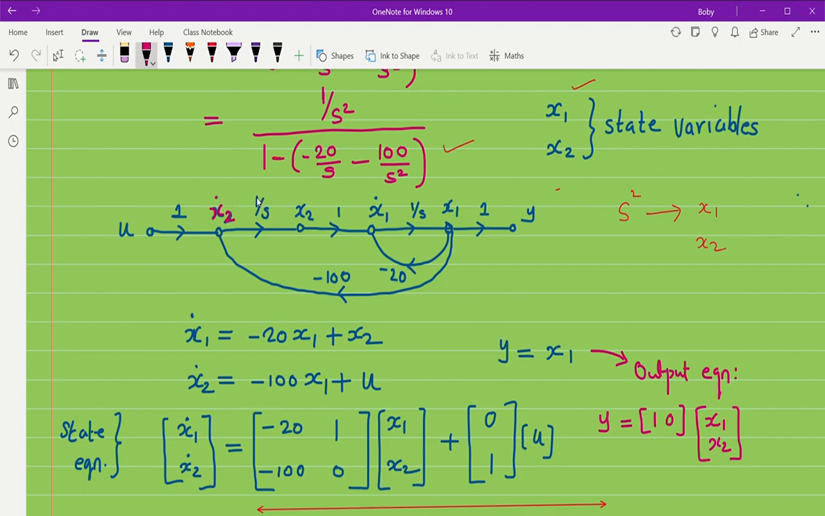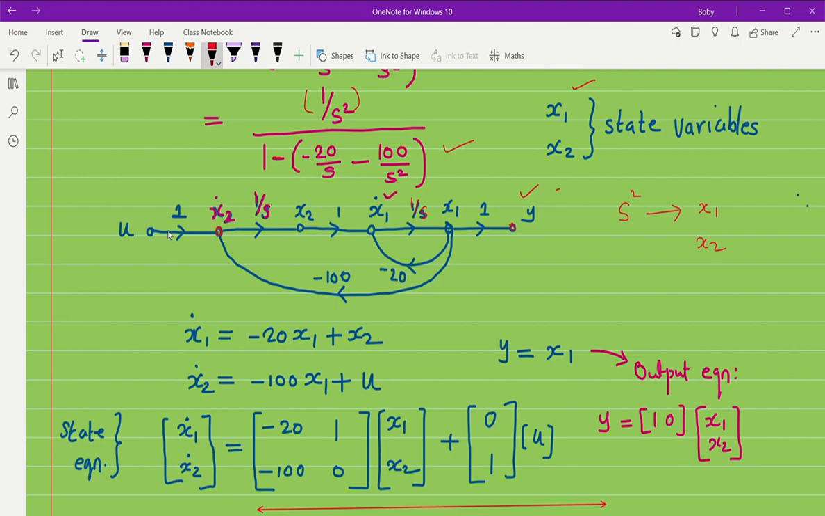Integrating x2 dot corresponds to multiplying by 1 by s, so we will get x2. Then x1 dot is integrated to get x1, multiplied by 1 by s, and x1 is equal to y, so there is another node here for y. We draw the forward path based on the numerator. For the forward path we have 1 by s square. You can see 1 by s here and 1 by s here, so the total is 1 by s square, and there are no other multipliers.